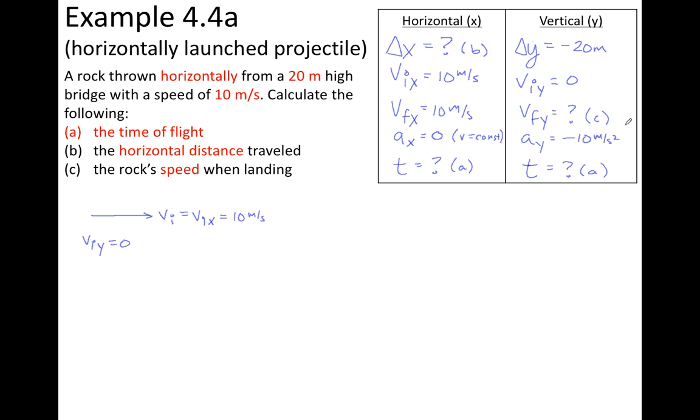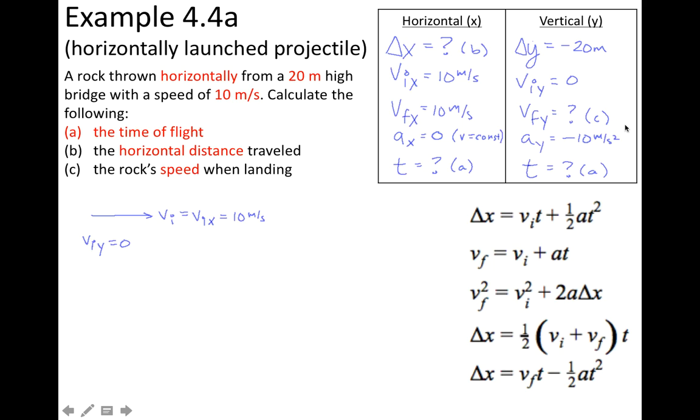Okay, so starting with part A, I need to now choose an equation that can solve for the time of flight with the given information. And here's our list of UAM equations that we have to choose from. Okay, so the equation that I'm going to use, the only equation that has all the information that's given in the problem, is this first equation.